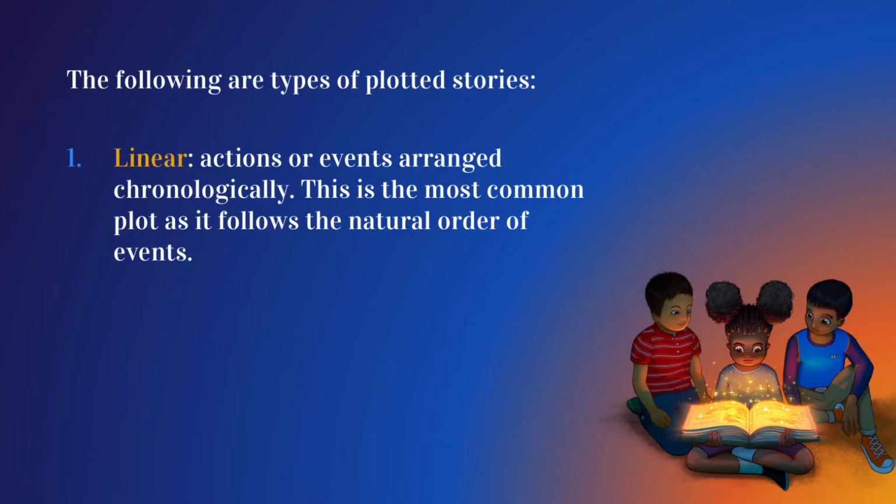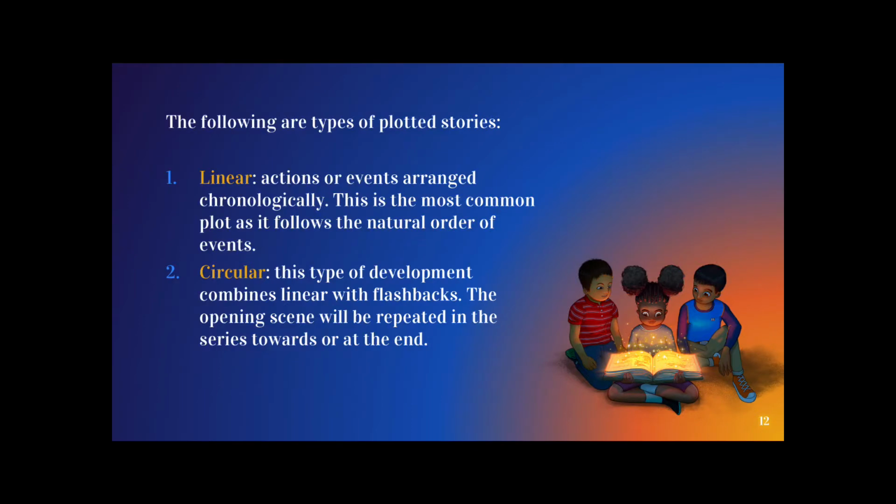The following are types of plotted stories. We have linear, actions or events arranged chronologically. This is the most common plot as it follows the natural order of events. Linear plot structure starts with the exposition and ends with the resolution. There's a beginning, a climax, and an ending. We are familiar with that. The second type of plot is the circular. This type of development combines linear with flashbacks. The opening scene will be repeated in the series towards or at the end. And of course, the last type of plot is what we call en medias res.